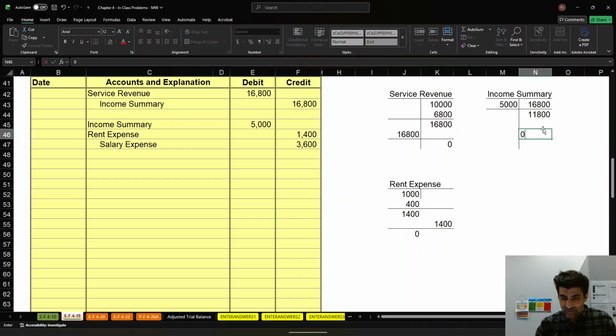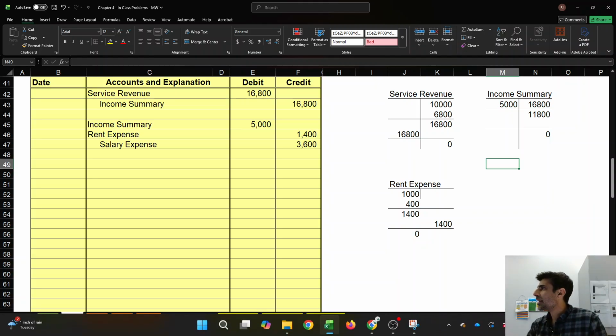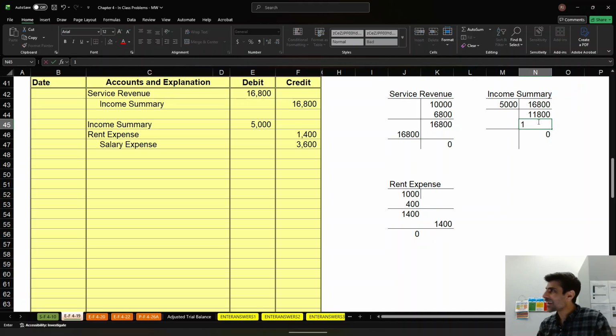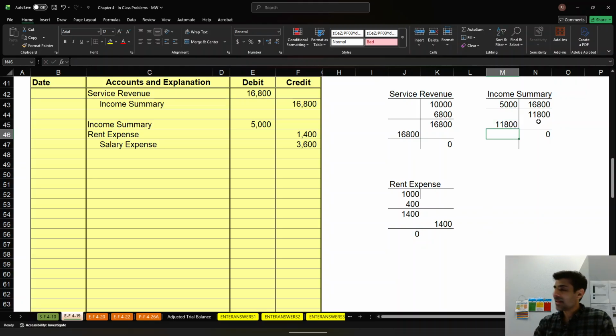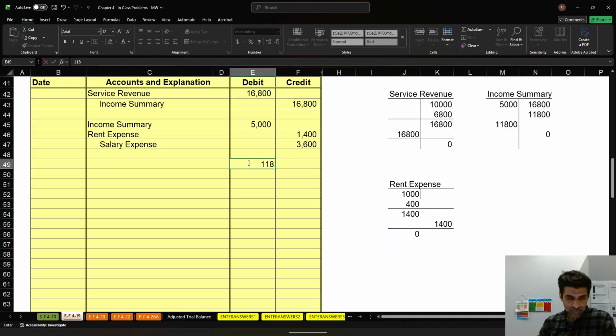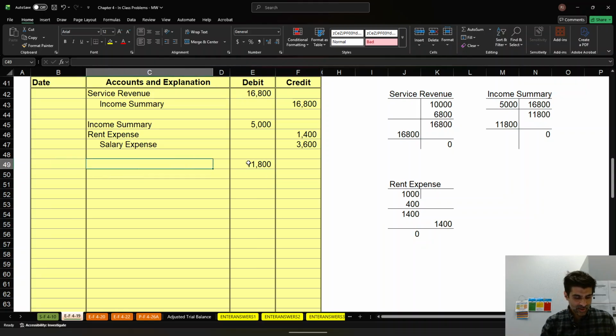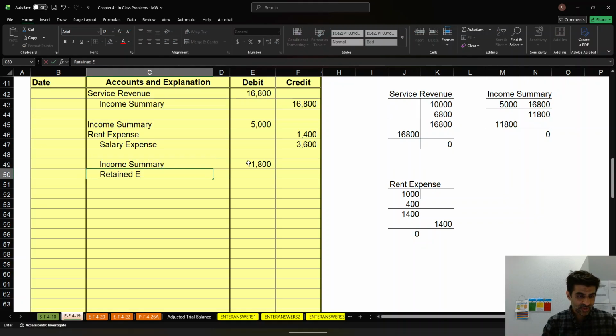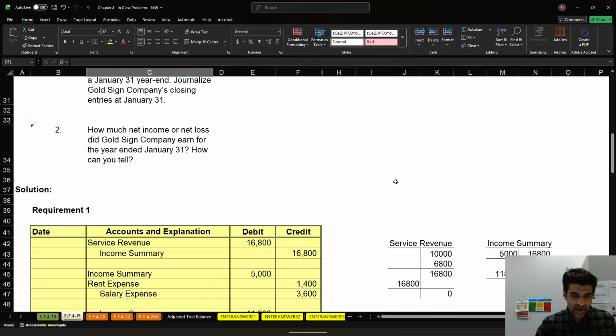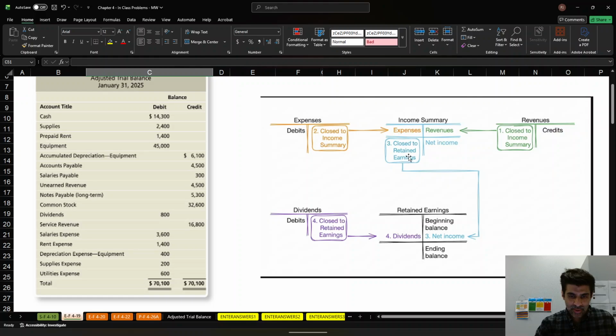Now I want this to also go to zero. So what do I need to do to income summary? What do you think? Should I credit this 11,800? That's not going to work. No, I need to debit this 11,800. Okay, so 11,000. It's not the right number, because I haven't included all the expenses. Income summary, and I'm going to credit retained earnings. Okay, and I see that again in my diagram here. Debit, income summary, credit, retained earnings.